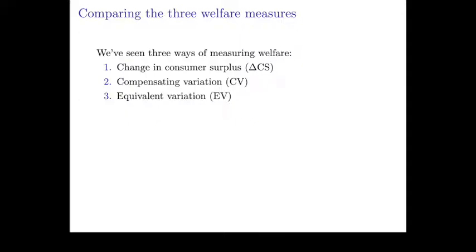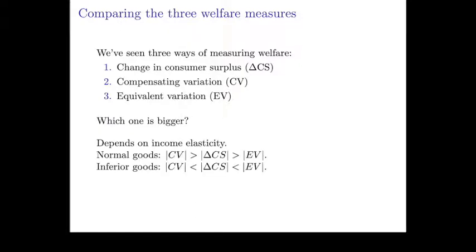Let's compare our three notions of consumer welfare: consumer surplus, compensating variation, and equivalent variation. First of all, which one's going to be bigger? Well, it depends on the income elasticity. For normal goods, the compensating variation is going to be bigger than the change in consumer surplus, and the change in consumer surplus is going to be bigger than the equivalent variation. So they're going to be ordered in that way: compensating variation bigger than change in consumer surplus, bigger than equivalent variation.